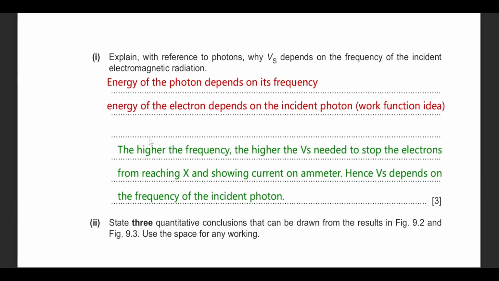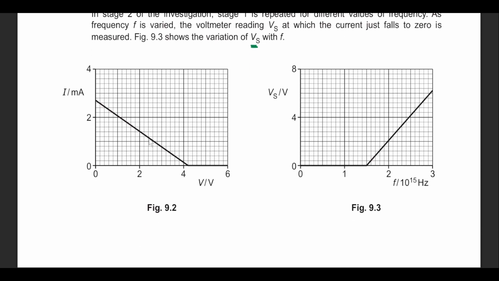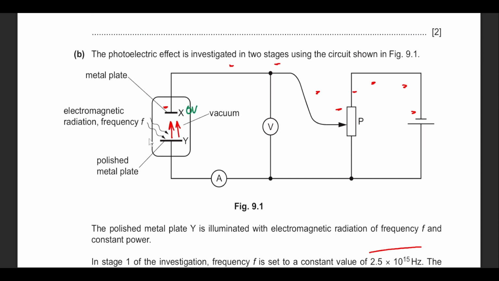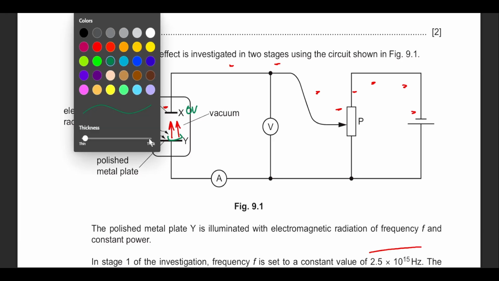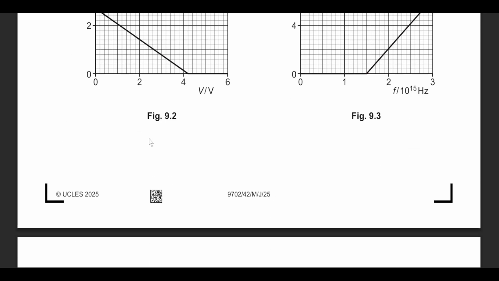Explain with reference to photons why Vs depends on the frequency of the incident electromagnetic radiation. Now, Vs is the threshold voltage, the minimum amount of voltage required to stop the electrons from coming in. Because there is a range of electrons coming from all directions and going towards all directions, it is very imperative to understand that if we apply voltage to the negative plate, it can repel those charges and not accept them to begin with.